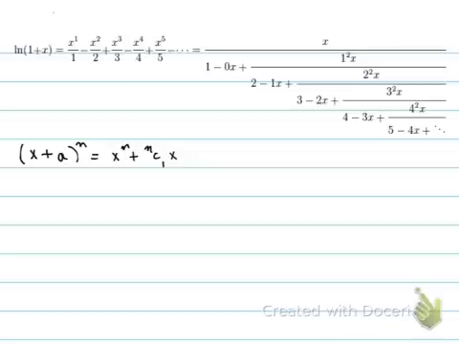Well, we can also get the same by using the binomial theorem, and it has been derived from the binomial theorem only. So we get (x + a)^n = x^n + nC1 x^(n-1) a + nC2 x^(n-2) a^2, and so on, till we have nCn a^n.